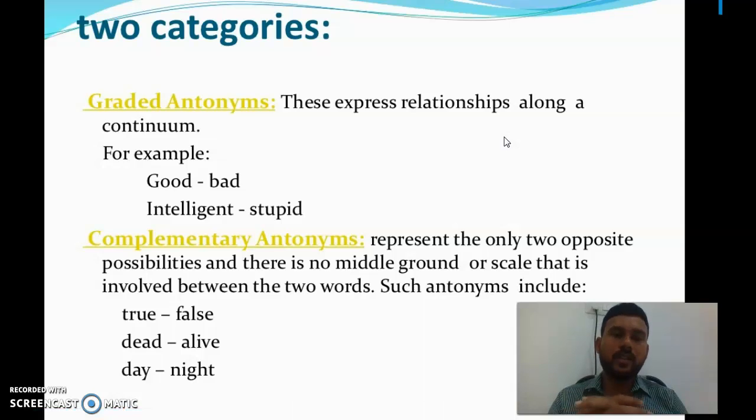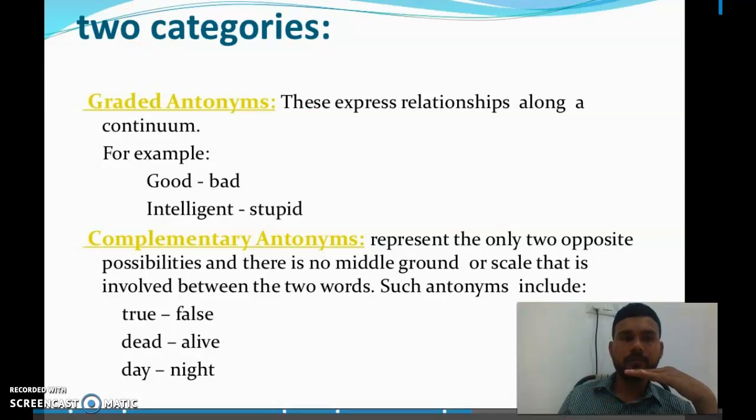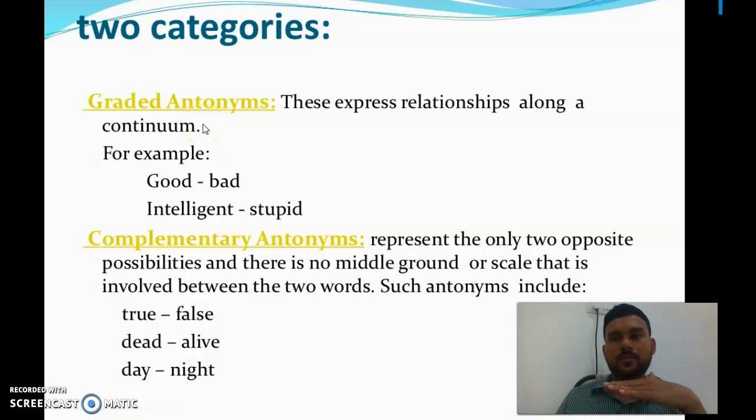Antonyms are actually divided into 2 categories. They are graded antonyms and complementary antonyms. Graded antonyms are antonyms that can express relationships along a continuum, say like level 1, level 2, level 3, level 4. There is a word short. So you can give gradings like tiny, Lilliputian, mini, small. You can start giving grades.